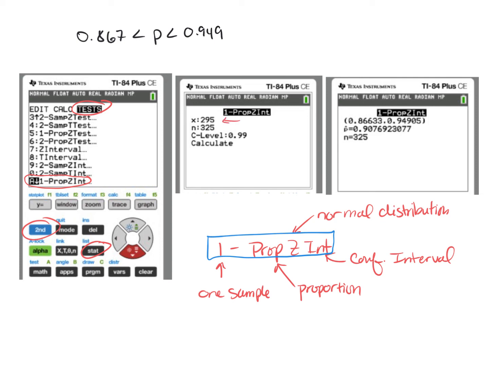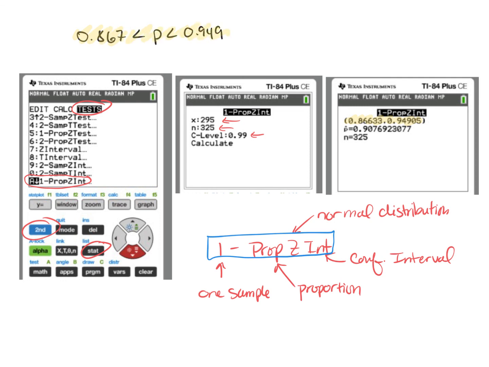It's going to ask you to put in the value of X, your sample size, N, your confidence level. And you always write it as a decimal. And then hopefully you'll see here that the calculator gives you an interval that's very close, if not exactly similar to the one that you got using the formula.